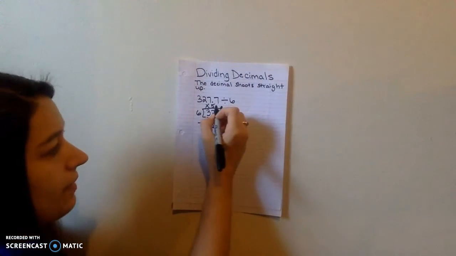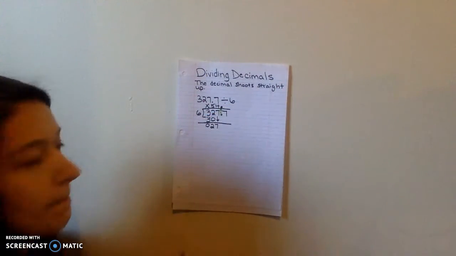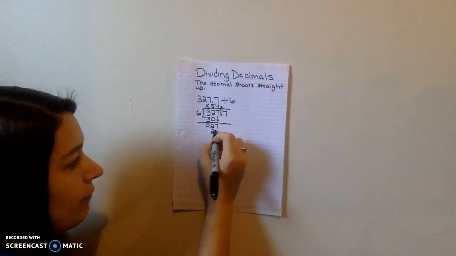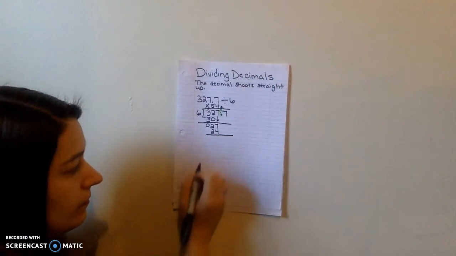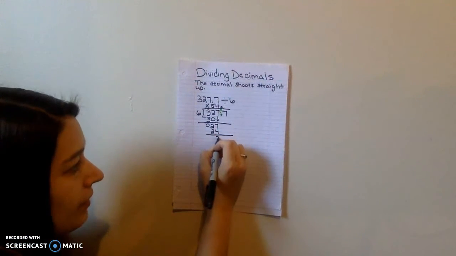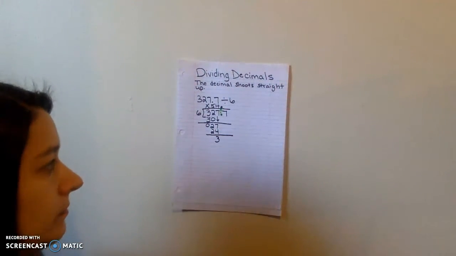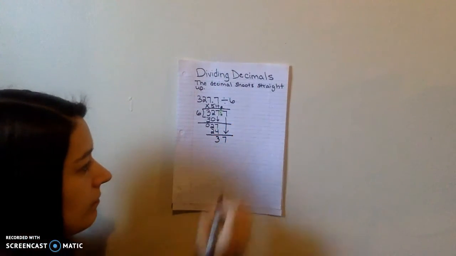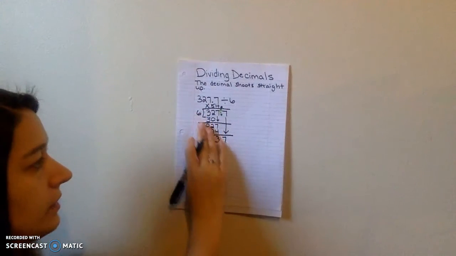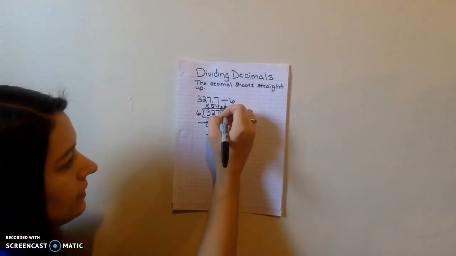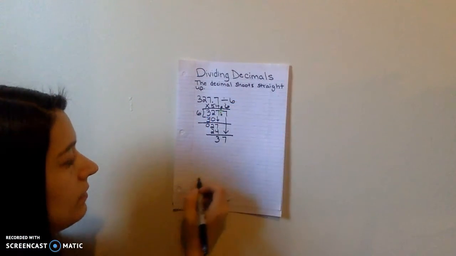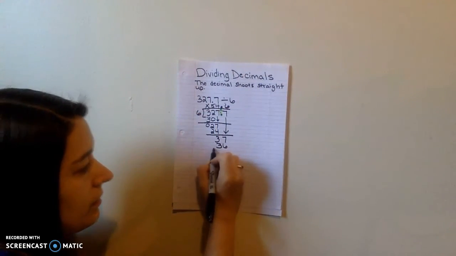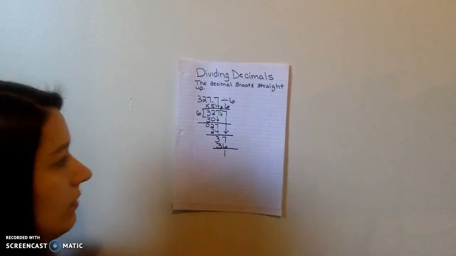6 goes into 27 4 times. 6 times 4 is 24. We end up with 3. We bring down our other 7. 6 can go into 37 6 times. 6 times 6 is 36. We end up with a 1.